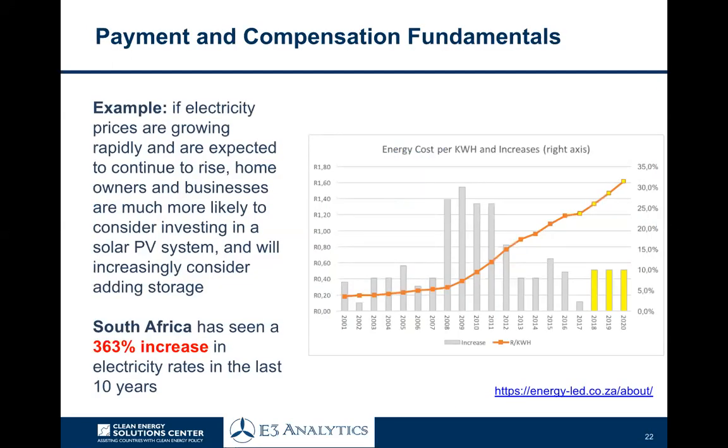Now, the important consideration here for many customers who are investing in solar is that electricity prices are rising. And if electricity prices are rising and are expected to continue to rise, an investment in solar can be quite attractive. And that is a major catalyst for certain solar adopters. A prominent example is in South Africa, which has seen an increase of over 350% in electricity rates in the last 10 years. And you can see here a chart of just how staggering the price increases in South Africa have been since the early 2000s. So very dramatic. That has catalyzed a lot of interest and a lot of buzz around investing in solar because it's increasingly economic to do so.